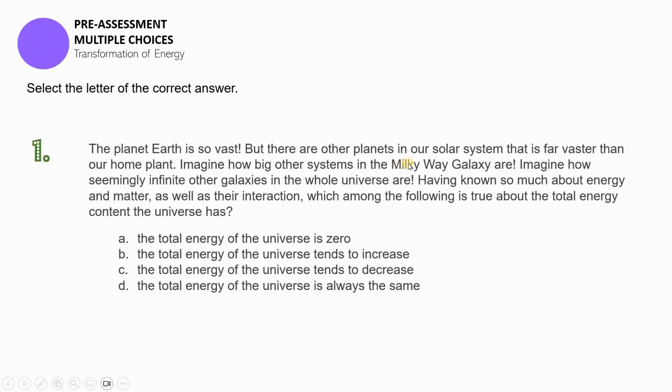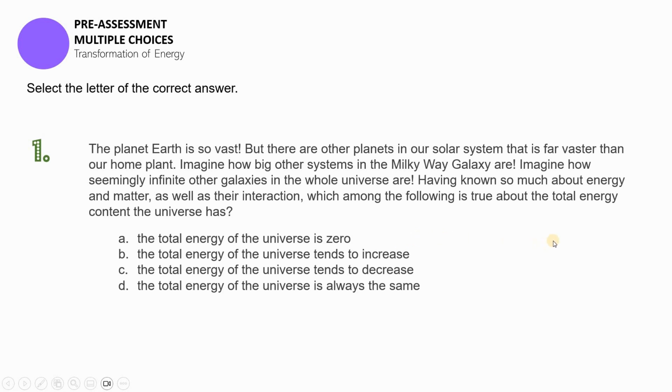Is it A, the total energy of the universe is 0? Or is it B, the total energy of the universe tends to increase? Or is it C, the contrary, the total energy of the universe tends to decrease? Or is it D, the total energy of the universe is always the same, it stays about the same?